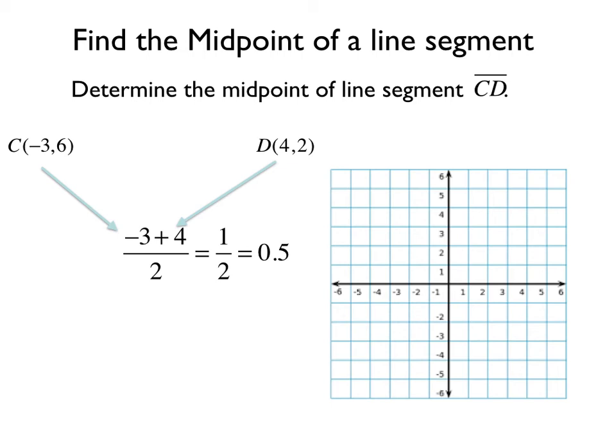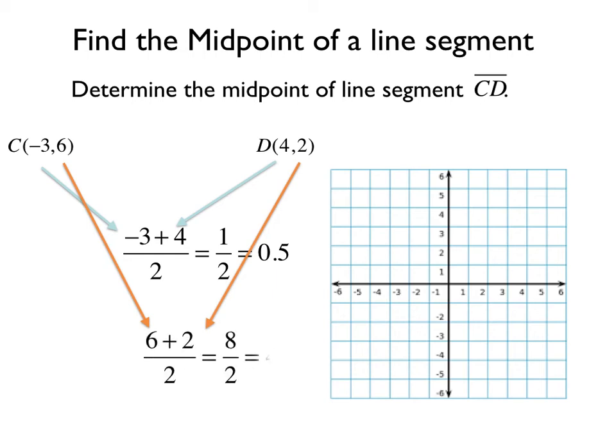Now we'll do the same thing for the y's. We'll average 6 and 2 together. That's 8 divided by 2 or 4. I now know the coordinates of my midpoint are 0.5, 4. Now we can prove that using the coordinate plane. Let's graph point C, whose coordinates are -3, 6. That's 3 to the left and 6 up. Let's graph point D, whose coordinates are 4, 2. And our claim is that the midpoint has coordinates 0.5, 4. Let's graph that and make sure that it makes sense. It definitely makes sense that that is the midpoint.